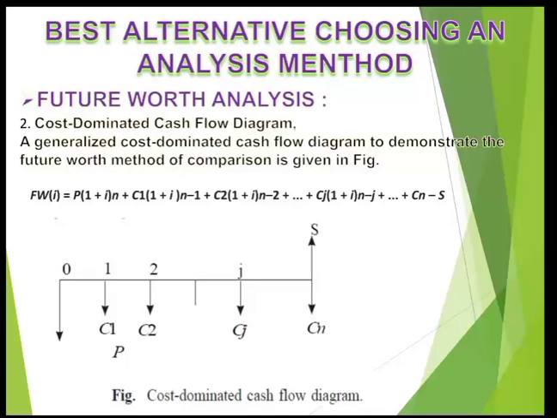The formula for the future worth of the above cash flow diagram for a given interest rate i is FW(i) equals capital P(1+i)^N plus C1(1+i)^(N-1) plus C2(1+i)^(N-2) plus up to Cj(1+i)^(N-j) plus Cn minus S. So these are the different methods of the cost dominated cash flow diagram of future worth analysis.